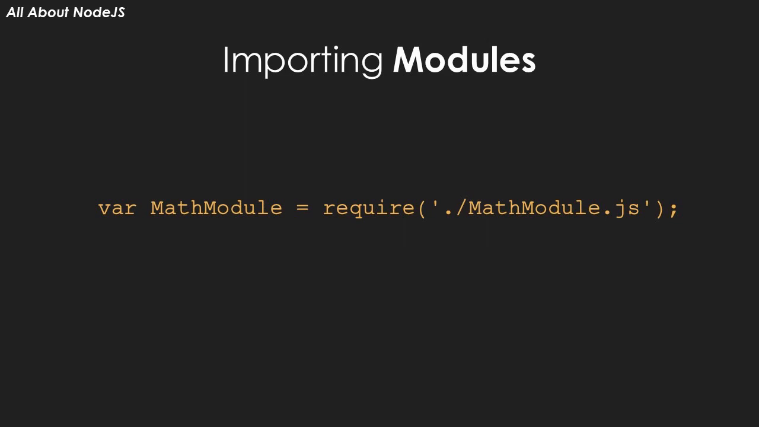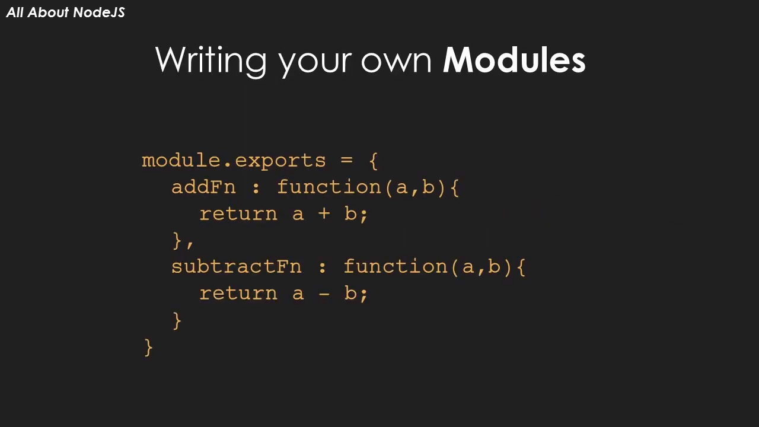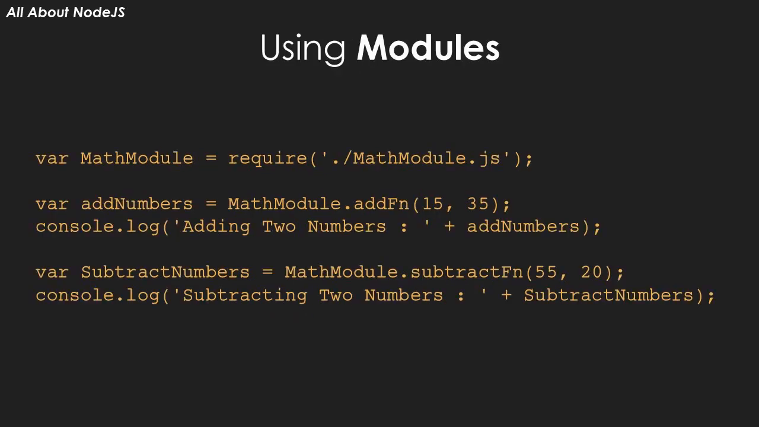For instance, here we are importing a module called math module, and this is how we wrote the math module. It's basically a JavaScript object that defines two functions, one for adding two numbers, the other for subtracting two numbers. All of this is exported out of the module using the module.exports feature, as you can see here. To use the module, import the module into your app using the require method and then just call the functions from the imported JavaScript object using the object.function notation as shown here.